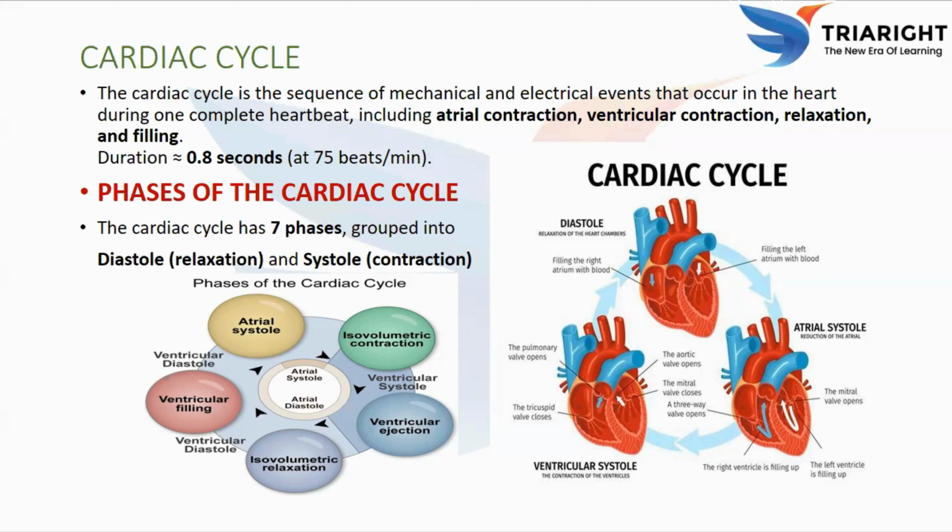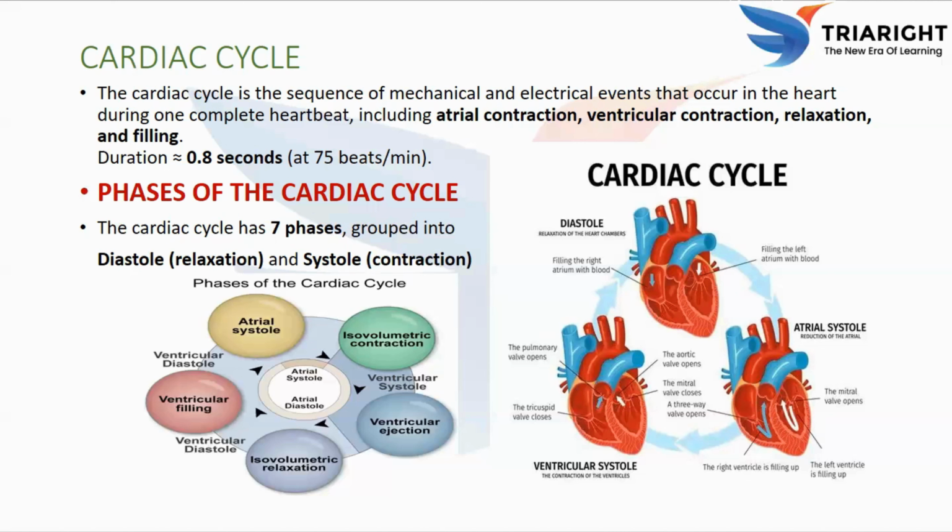So what are the steps of the cardiac cycle? Atria fill with blood, atria contract, that is atrial systole, ventricles start to contract, that is isovolumetric contraction, and ventricles pump blood out, that is ventricular systole. Then ventricles relax, which is isovolumetric relaxation, and the blood flows into the ventricles again, which is ventricular filling. So these are all the phases you can see in this flow chart, and at the right side you can see the cardiac cycle picture.